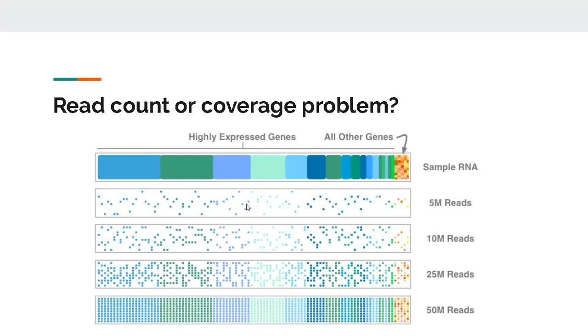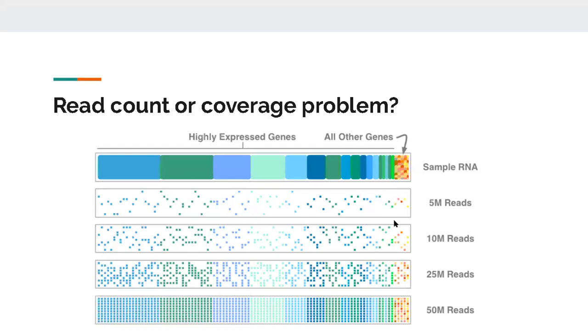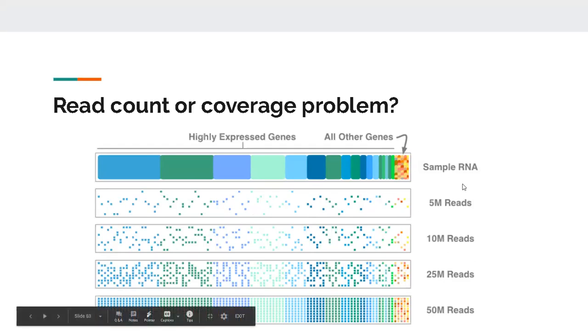So as you can see over here, as I'm increasing the number of reads, 5 million reads, 10 million reads, and so on, only when I reach a higher number of reads am I able to get a good sample of all these other genes. So in a 5 million read, I am getting only a very little amount of all other genes. So therefore, depending on again what the question is, you might want to increase the number of reads and thereby the coverage of your reads that you are trying to look at.